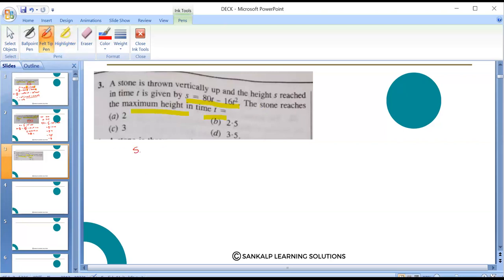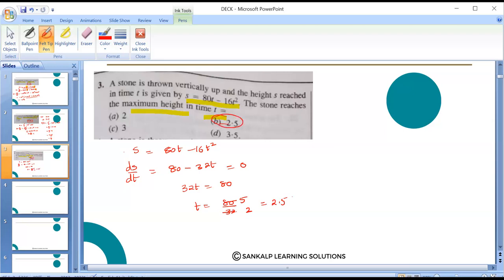To find maximum height, first of all, you have to take the height and find the derivative of the height, which is 80 minus 32t. Make it equal to 0. 32t equal to 80. T is 80 by 32. 16 2s, 16 5s. So T is 2.5.